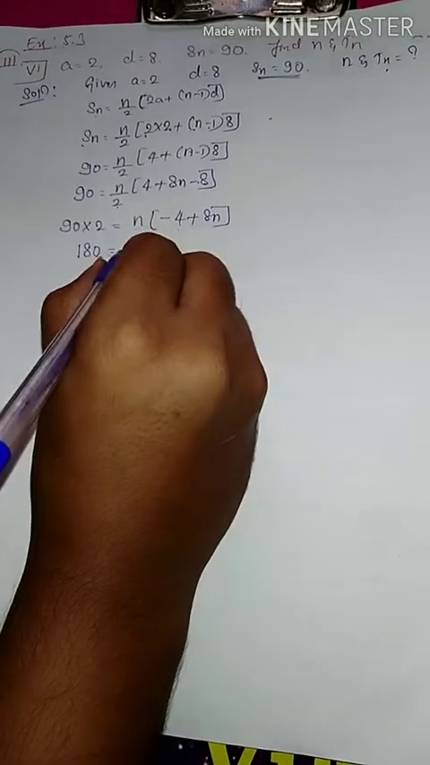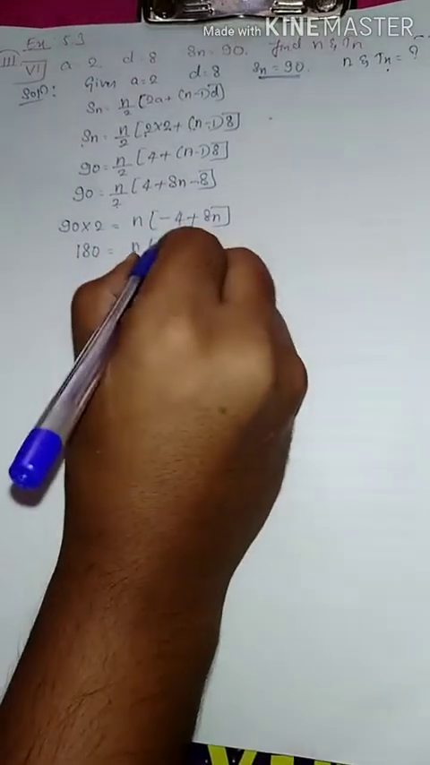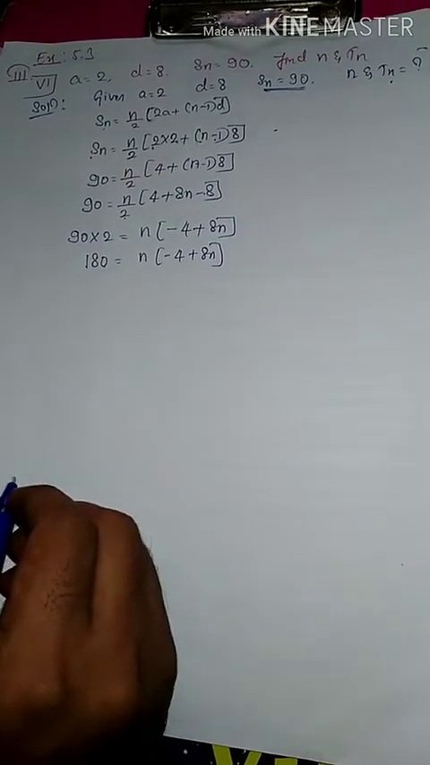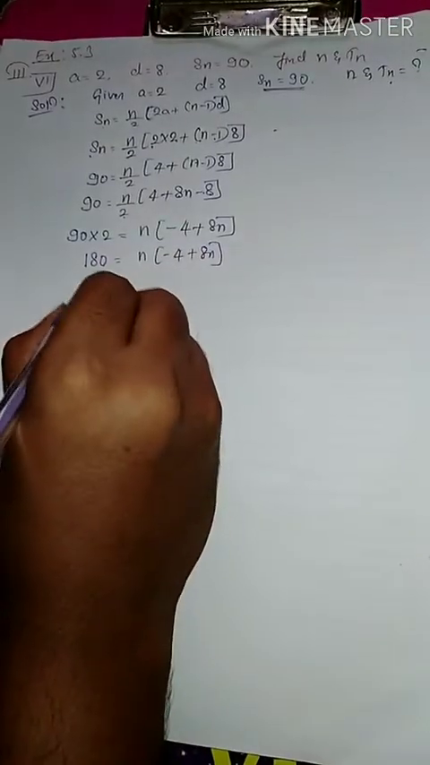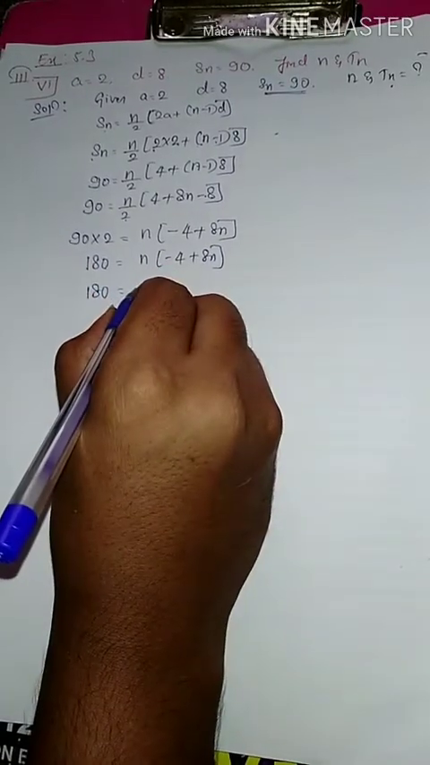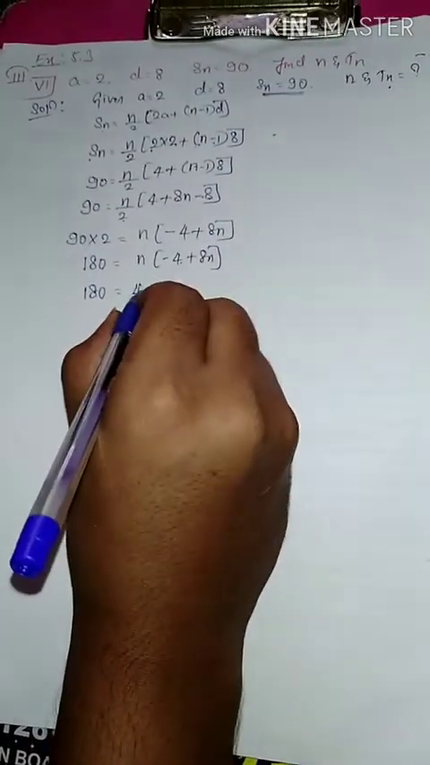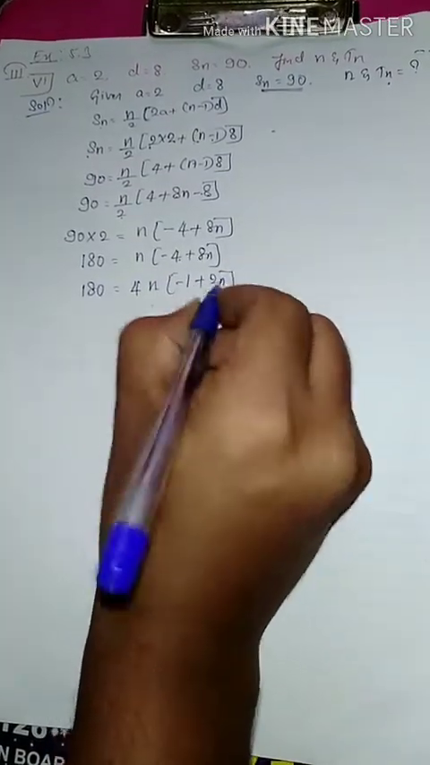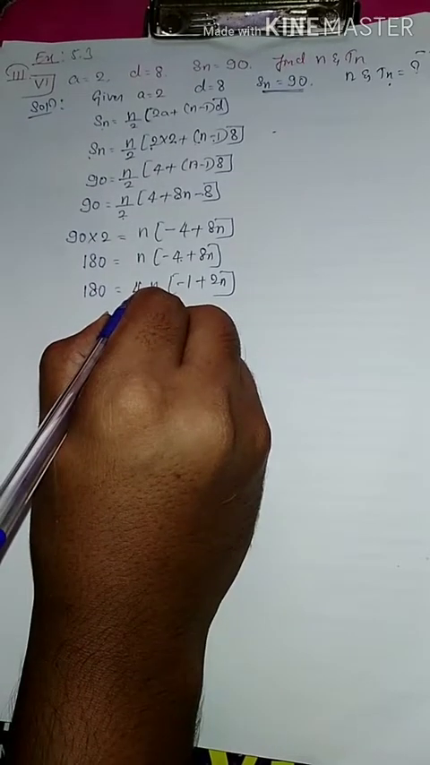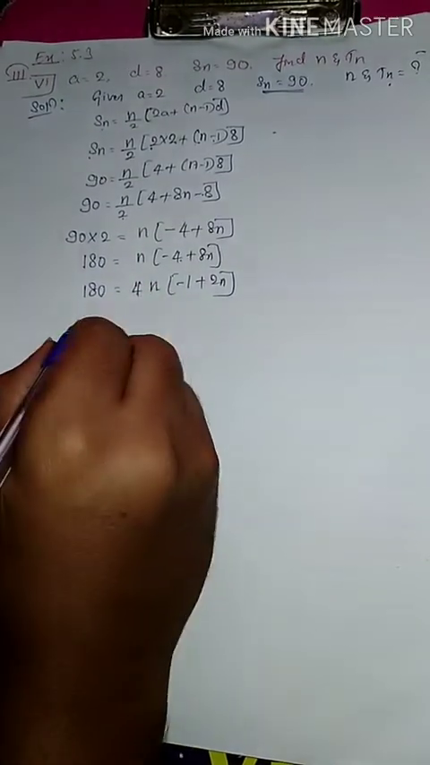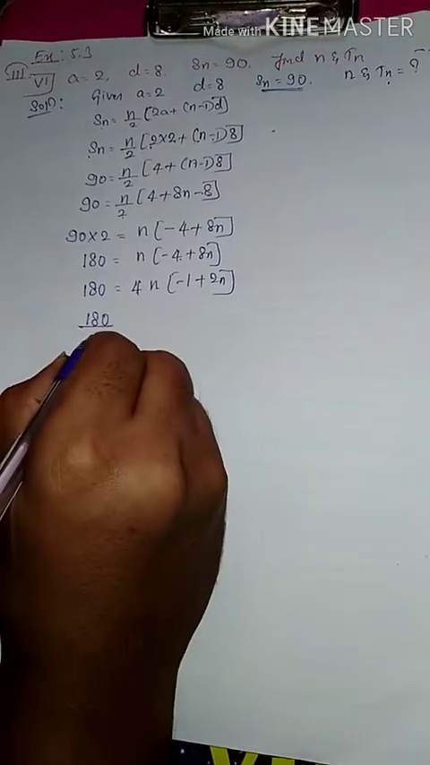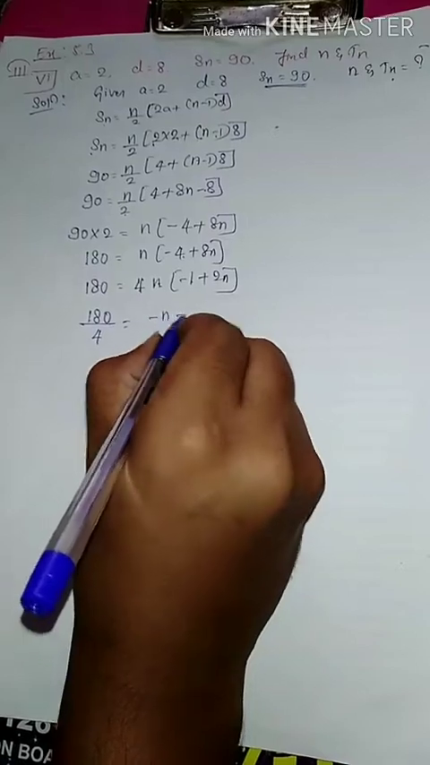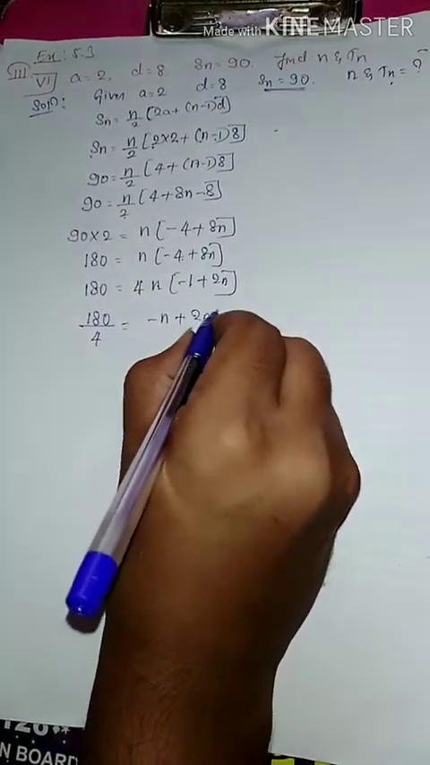180 is equal to n into bracket minus 4 plus 8n. So here minus 4 is common, take it outside. 180 is equal to 4 into, 4 is common, take it outside, 4 into the remaining term is n into minus 1 plus 2n, because already 4 is outside here. Now this 4 moves to left hand side, becomes division. 180 divided by 4 is equal to n into minus 1 plus 2n into n, 2n square.